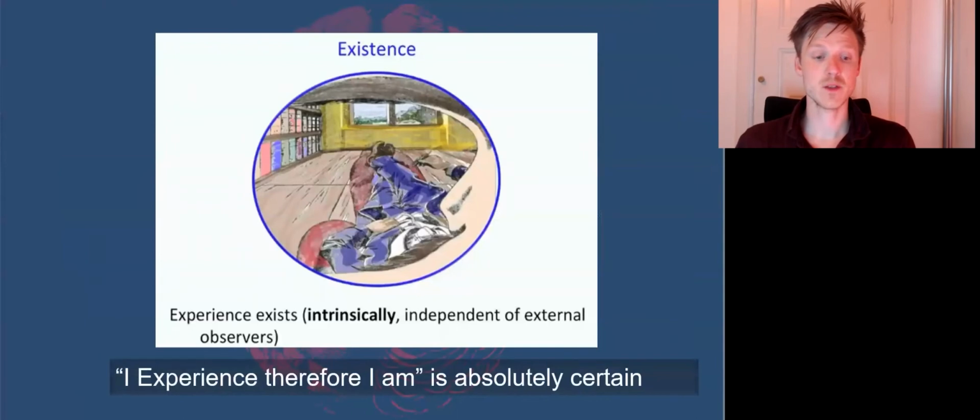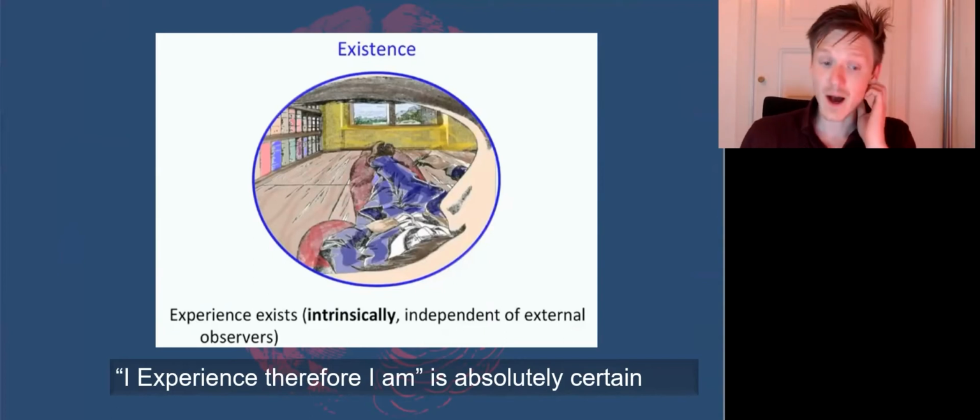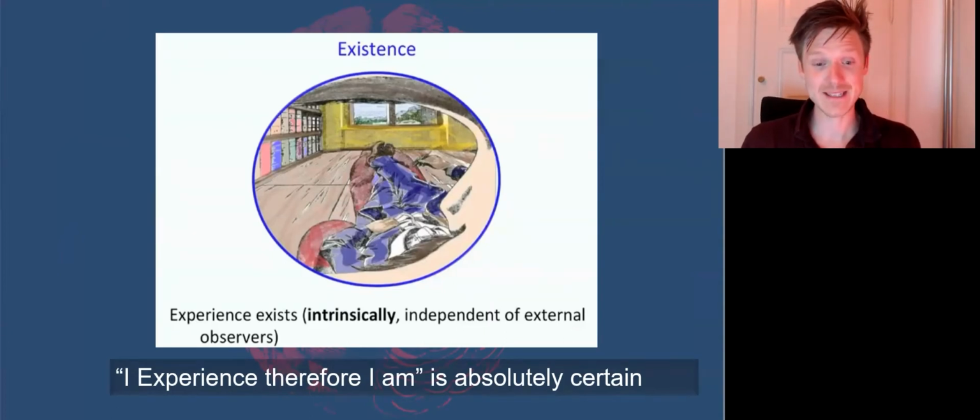So the first axiom is called existence. And this is a self-evident characteristic of experience that you've probably heard, which is, I think, therefore I am, by Descartes. I would say it differently. I would say that you experience, therefore you are, or I experience, therefore I am. And this is a very important axiom. Basically, all you know for absolute certainty is that you are experiencing something right now.